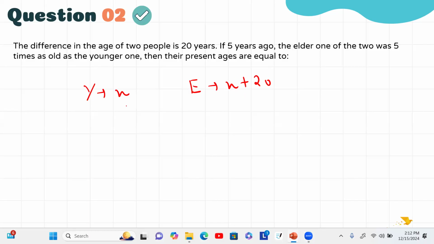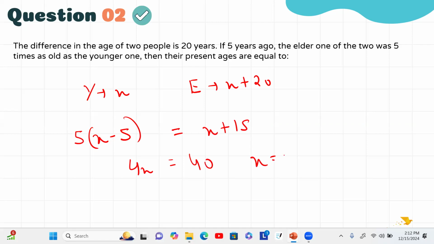Now, 5 years ago, this will be X minus 5 and this will be X plus 20 minus 5. That means X plus 15. Now, what is the condition? The elder one of the two, that means this person was 5 times as old as the younger. Same thing. So 5x minus x, 4x, and 15 plus 25, 40. So x is 10. Question is asking me the present age. So present age is 10 years and 30 years.